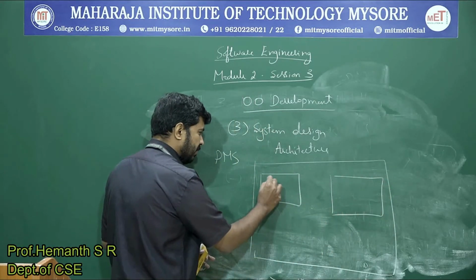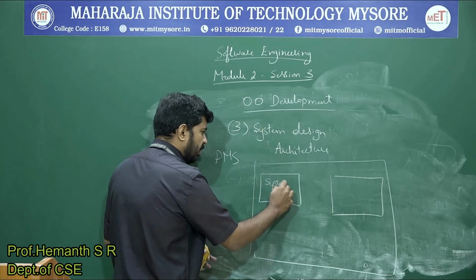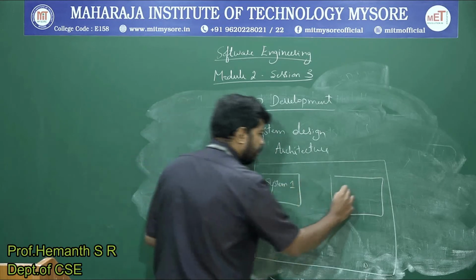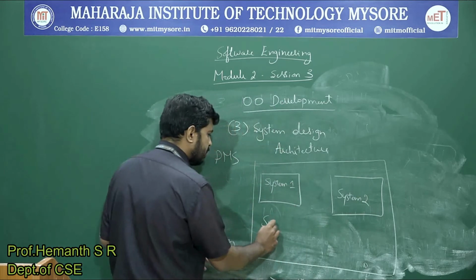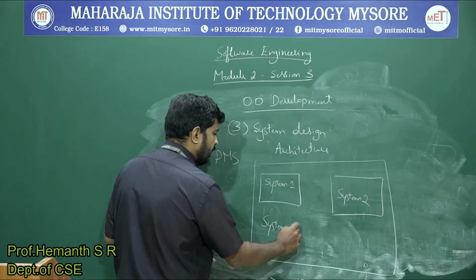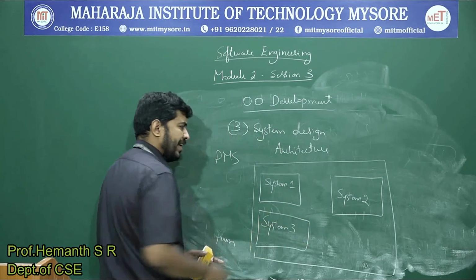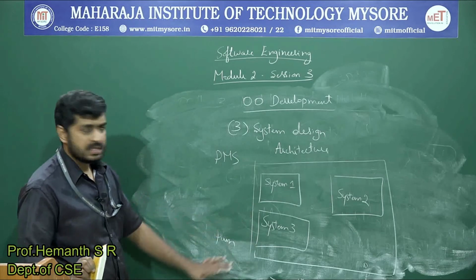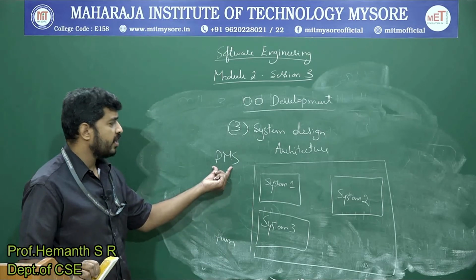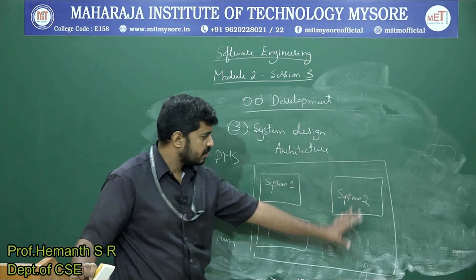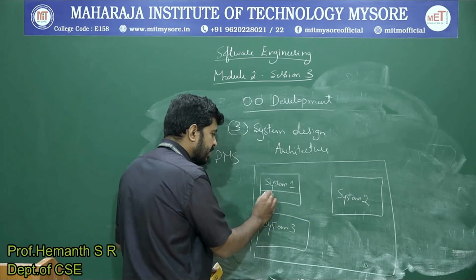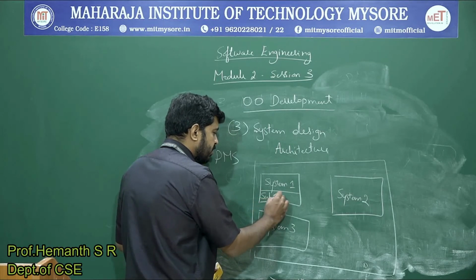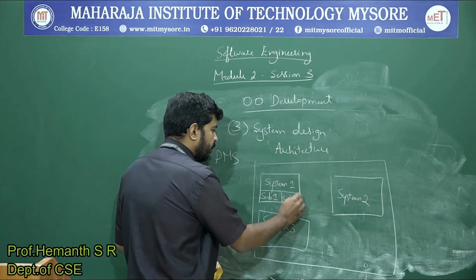Okay, for example, system 2, system 3. This is just for representation and explanation purposes, it need not be like this. Okay. Our patient monitoring software has these systems. A system can even have a subsystem. For example, this system has subsystems, subsystem 1, subsystem 2.